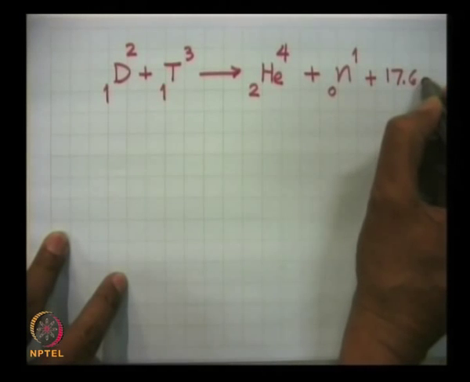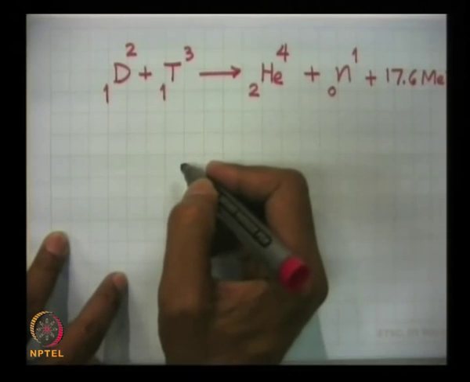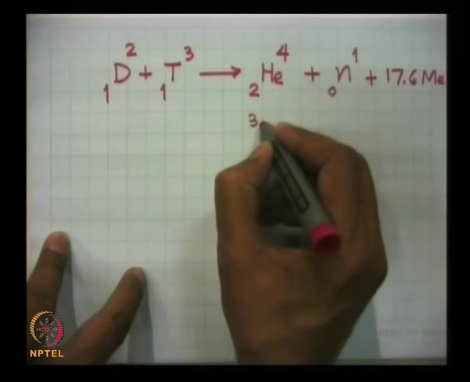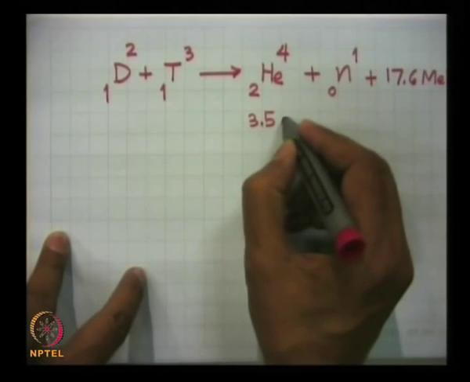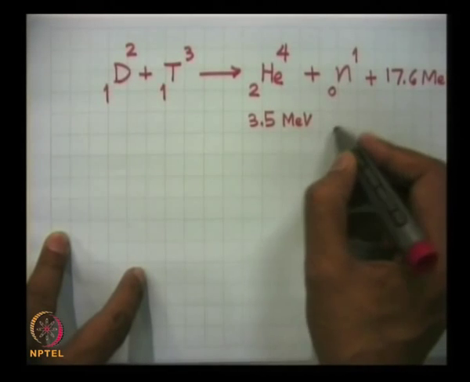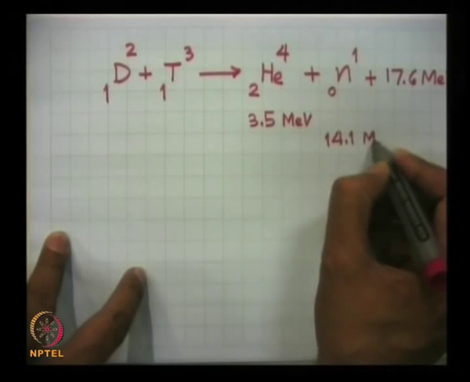17.6 MeV of energy is released. The energy that goes to alpha particle is 3.5 MeV, and the energy that goes to the neutron is more, 14.1 MeV.